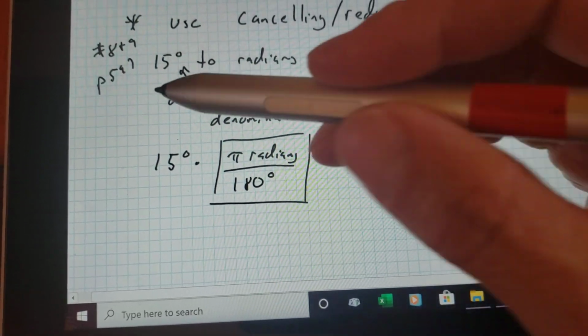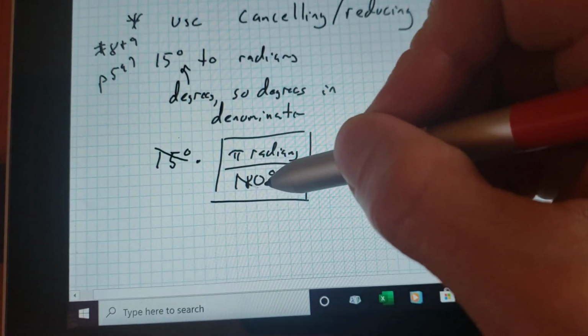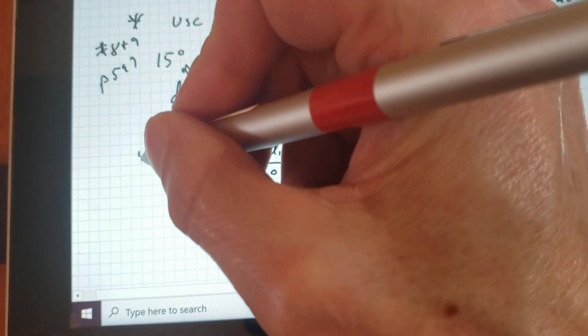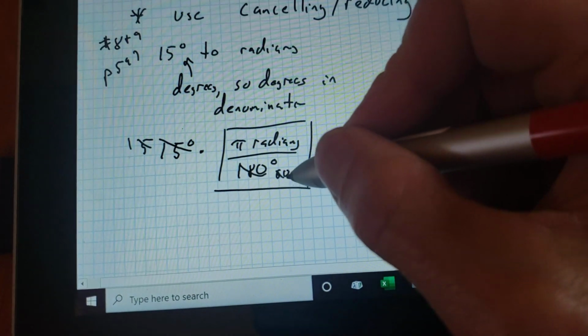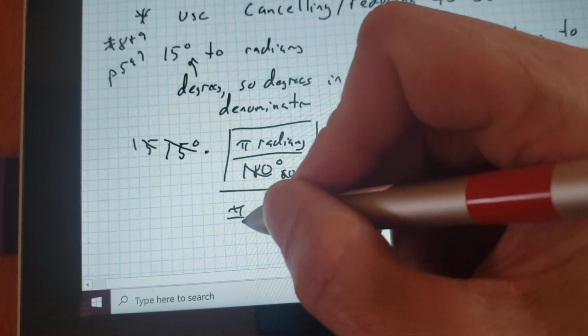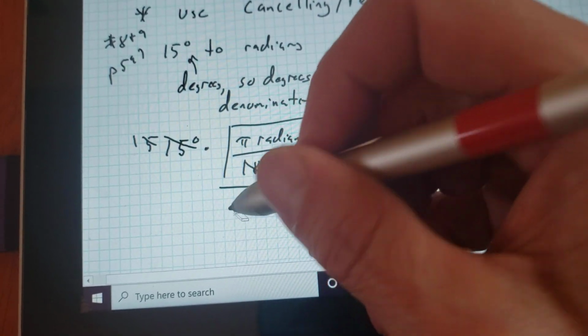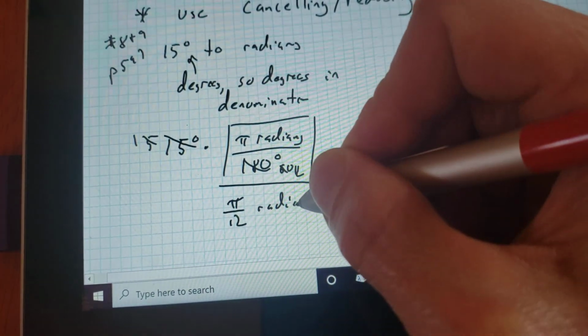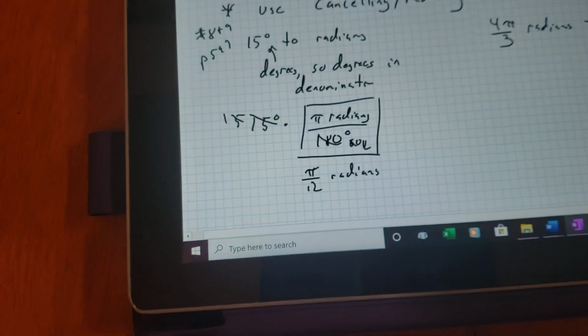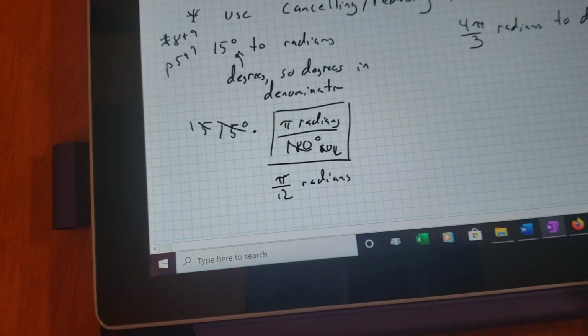You got to leave these in fractions, so this is going to reduce. I'm going to reduce it by 3. That's going to go to 5 and 60. And that'll go to 1 and 12. So I get pi over 12 radians there, and that's how we leave our answer, okay?